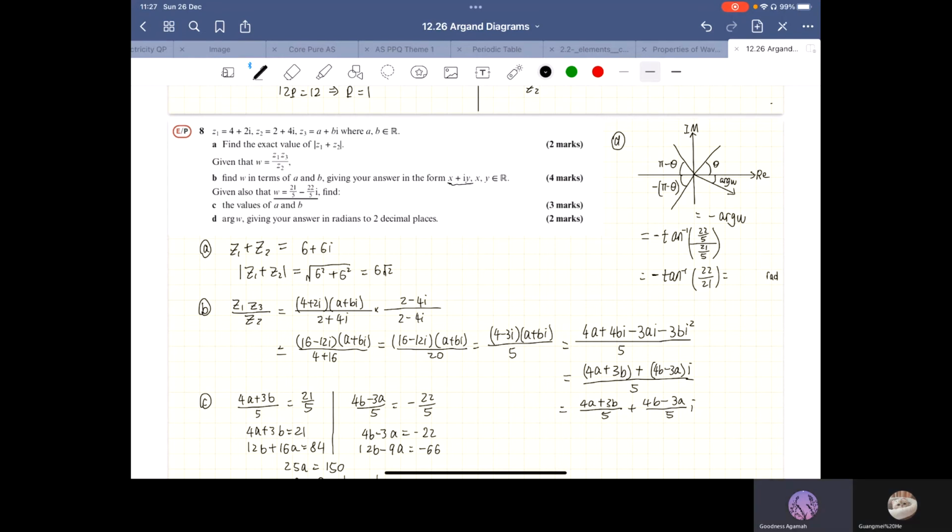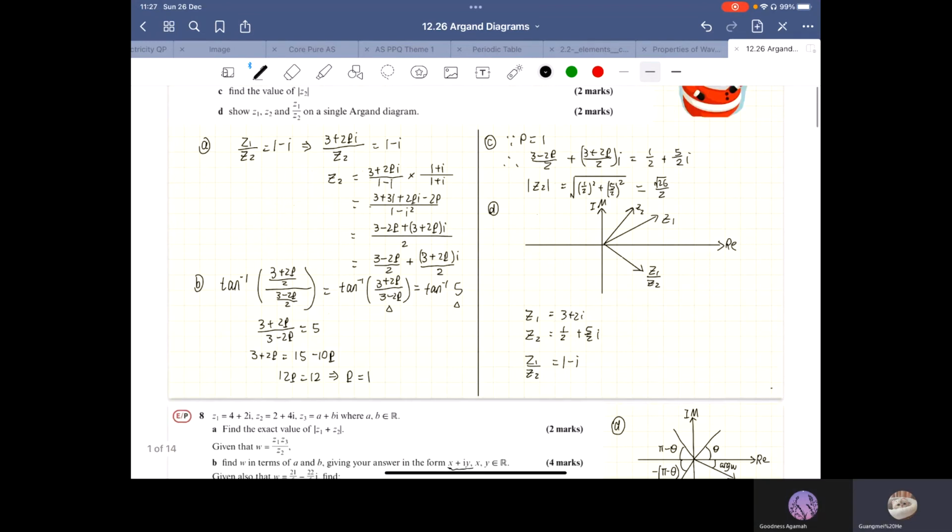Negative 0.80. If it's to 2 decimal places, it should be negative 0.81. Yeah, that's it. That's our question 8. Okay, any questions up to now?